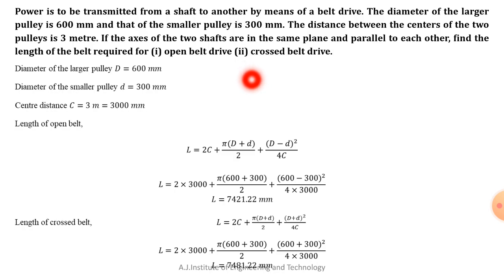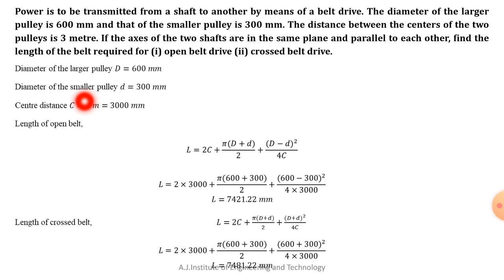So before finding this length, we'll see what are the given data. That is first they are given the diameter of the larger pulley. It is nothing but diameter of the larger pulley, so we'll denote this as capital letter D. So the value is 600 millimeter, so you can convert into meter also, or you can maintain same unit. So I will maintain millimeter throughout this problem. So I will use the same unit, that is in millimeter, and that of smaller pulley is 300 millimeter.